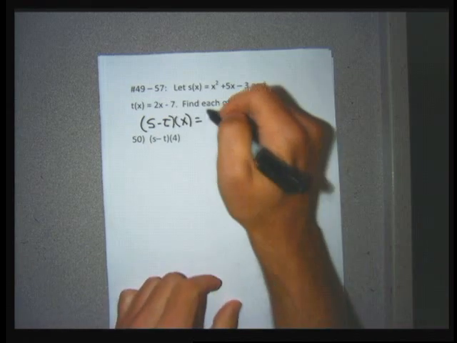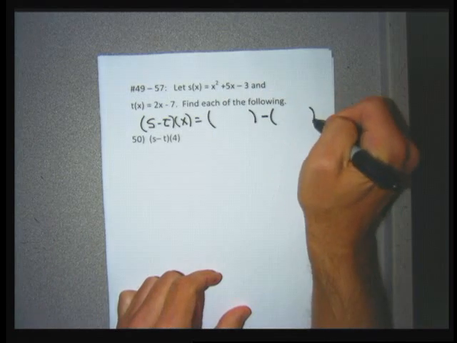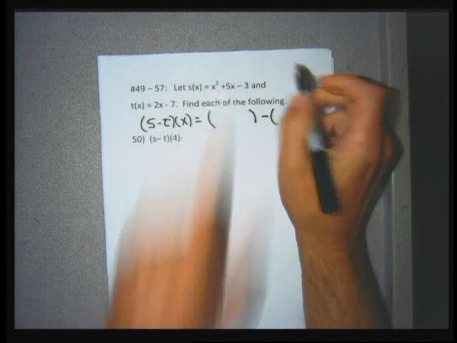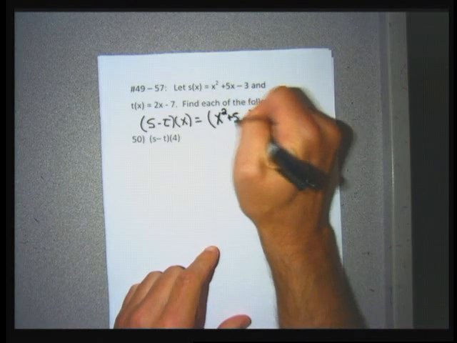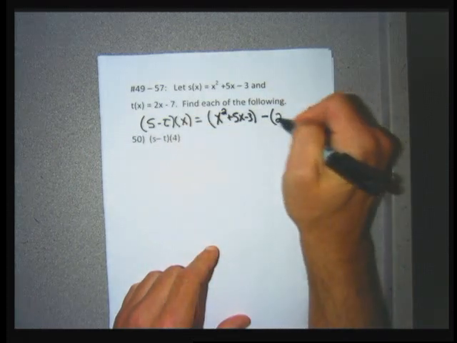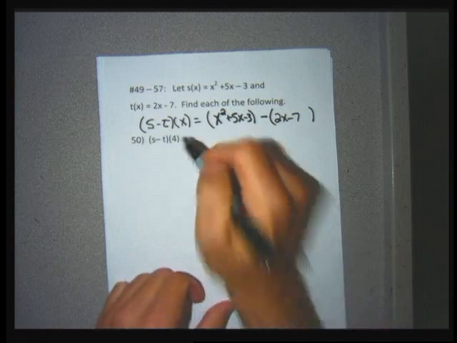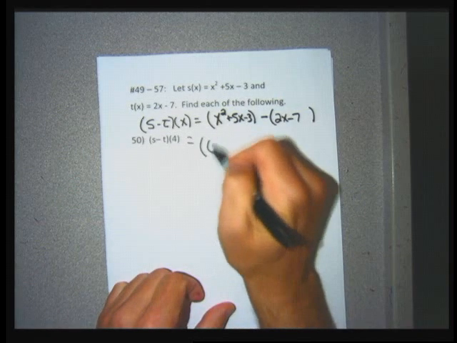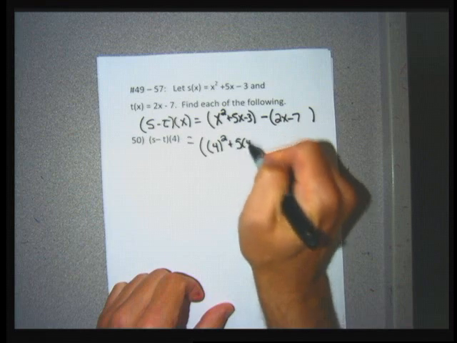To do s minus t of x, I'm going to put a minus sign between two parentheses. In the first parentheses, I put the s function, which is x squared plus 5x minus 3. In the right parentheses, I put the t function, which is 2x minus 7. I don't have to simplify that because I'm allowed to plug 4 in, and I can simplify with the 4, which is a lot easier than simplifying with the x.